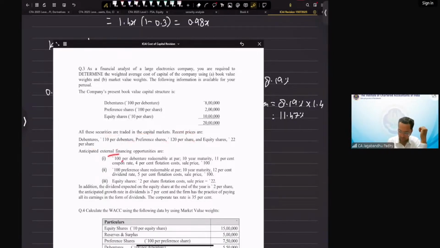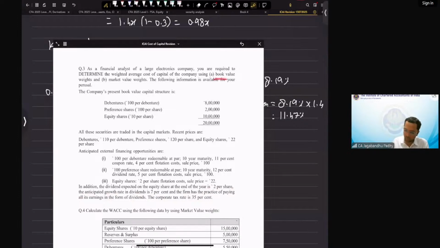Anticipated external financing: 100 per debenture redeemable at par, 10-year maturity, 11% coupon rate, 4% flotation cost. Sale price is 100. 100 preference share redeemable at par, 10-year maturity, 12% dividend rate, 5% flotation cost. Sale price is 100. And equity shares are also given. In addition, the dividend expected on equity share at the end of the year is 2 per share. The anticipated growth rate in dividend is 7%. Firm has a practice of retaining all its earnings, and corporate tax rate is 35%.